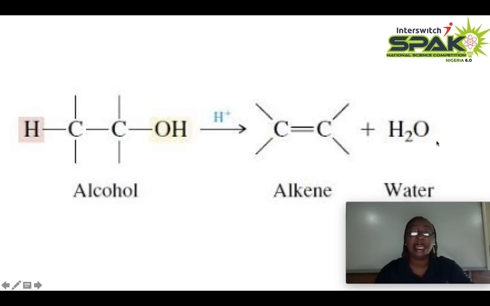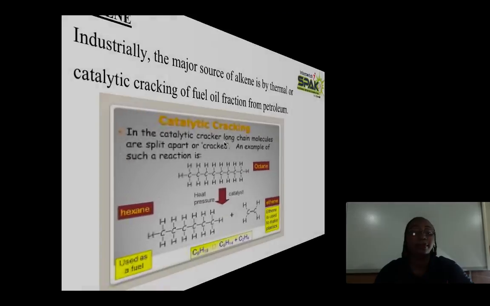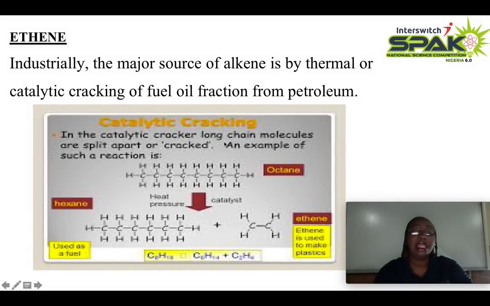As you can see on this slide, when you remove water from an alcohol, you are expected to have an alkene. So you use a dehydrating agent. A very good example is concentrated tetraoxosulfate 6, which acts as a dehydrating agent. Industrially, it is produced by catalytic cracking. Ethene is a major example of the alkenes, and industrially it is produced by thermal or catalytic cracking of fuel oil fraction from petroleum.